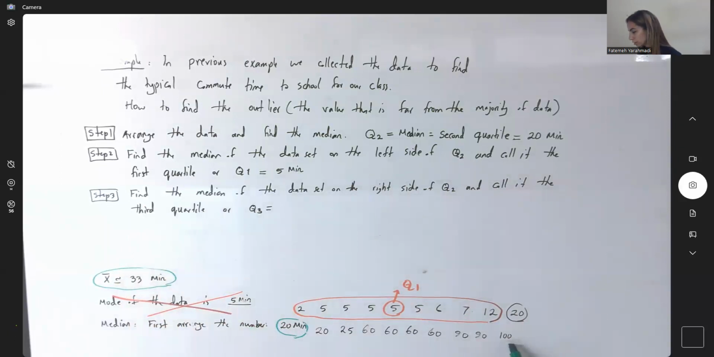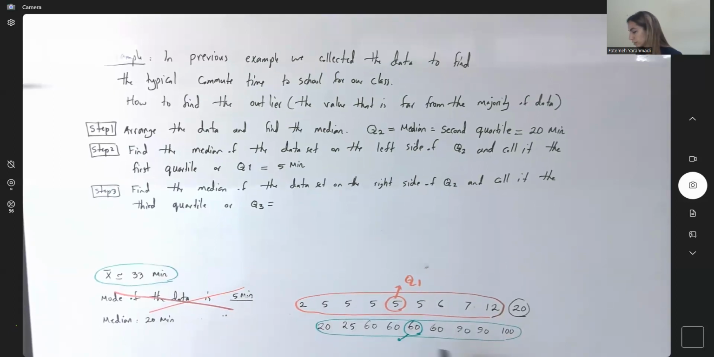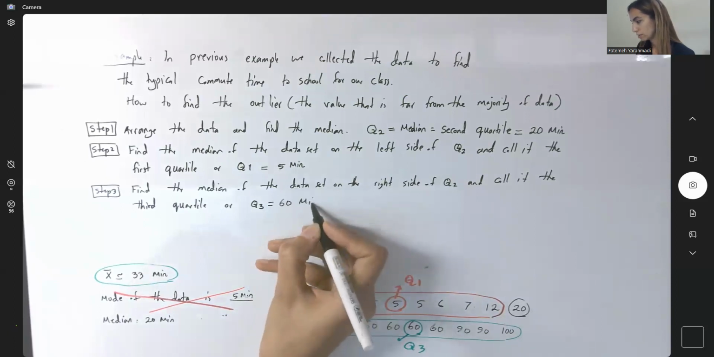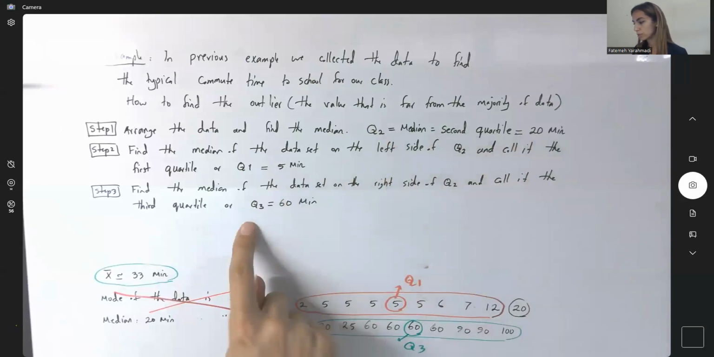It isn't difficult. The data set on the right-hand side of the median is right just here, right? So this is my median. As you remember, it was 20 minutes. As we already calculated that, I'm just erasing this one so you know where to look. So the middle number here, 1, 2, 3, 4, 1, 2, 3, 4. This is my Q sub 3. So I found my third quartile as well. Third quartile is 60 minutes. So I know my Q1 is 5 minutes, Q2 is 20 minutes, Q3 is 60 minutes.